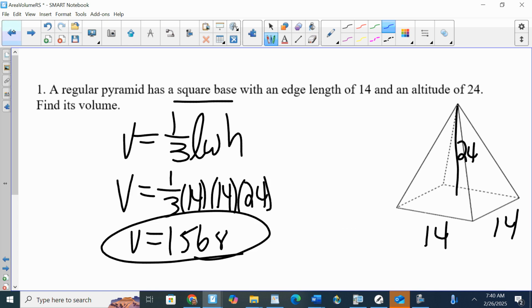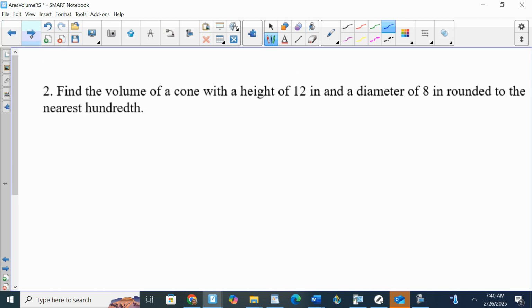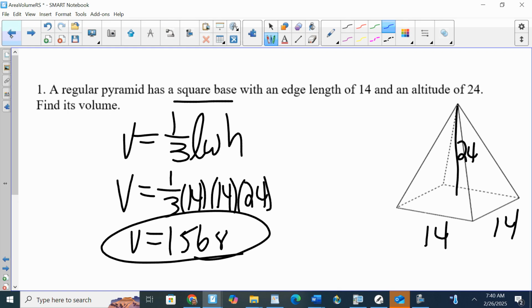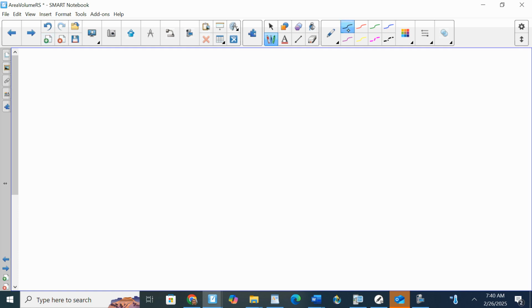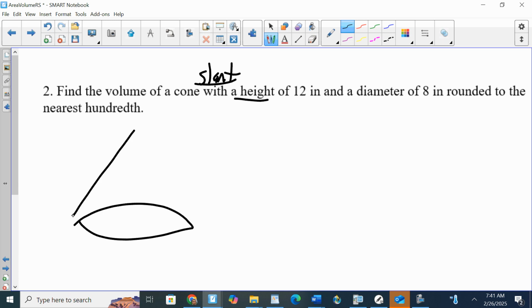And that's it. There's one other thing I just realized that I didn't put on here, which you should be responsible for. So I'm just going to add that in at the end here. Let's say I have a cone. In fact, you know what? Let's just do number 2 here. But let's make this slant height. Let's draw a picture. Diameter is 8. Slant height is 12.